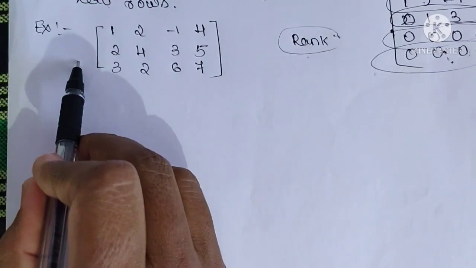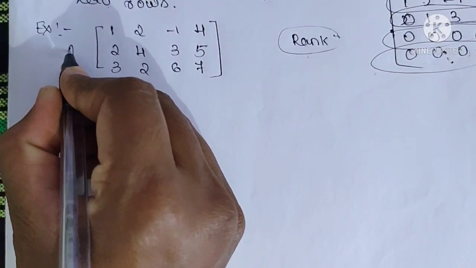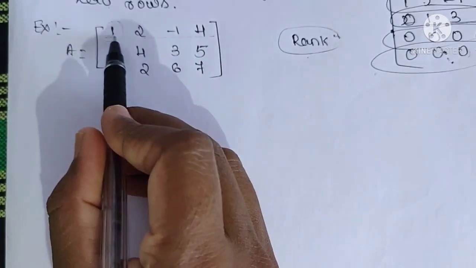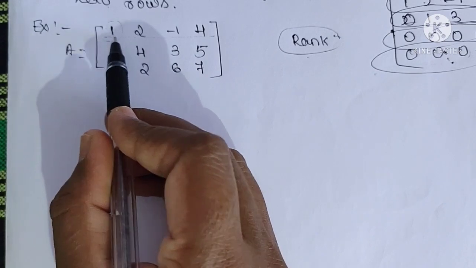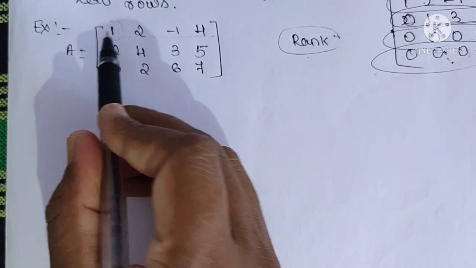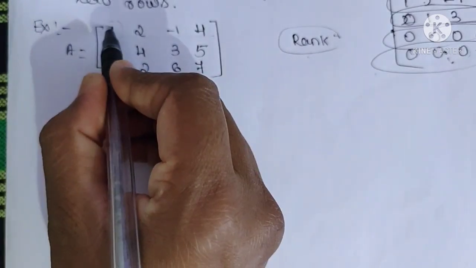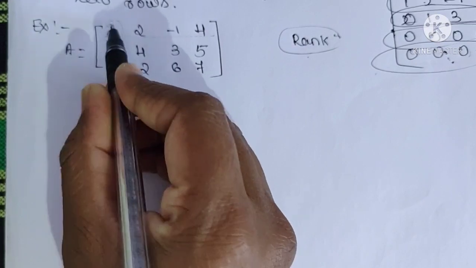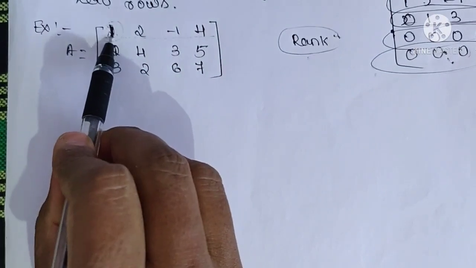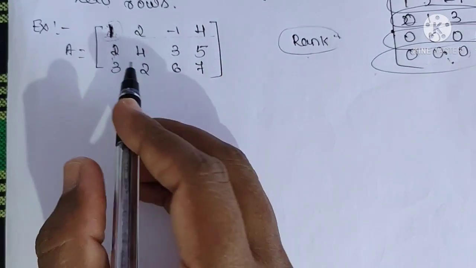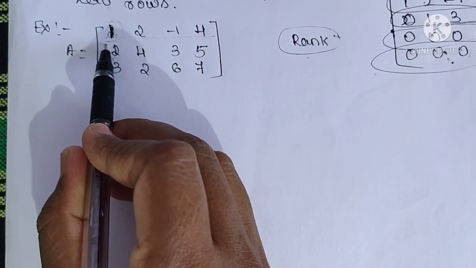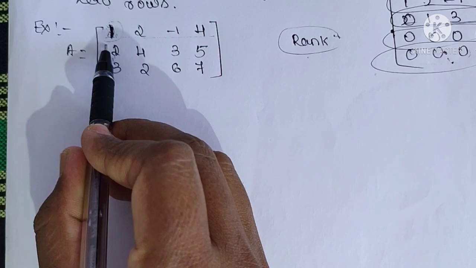To reduce into echelon form, first we have to observe that in the first row the first non-zero element must be equal to 1. Here in the question they have already given the first non-zero element equal to 1, therefore there is no need to interchange. Suppose here there is a 2 and 1 is in another row, then you have to interchange these two rows. If it is not equal to 1, you have to interchange with another row that contains first non-zero element equal to 1.